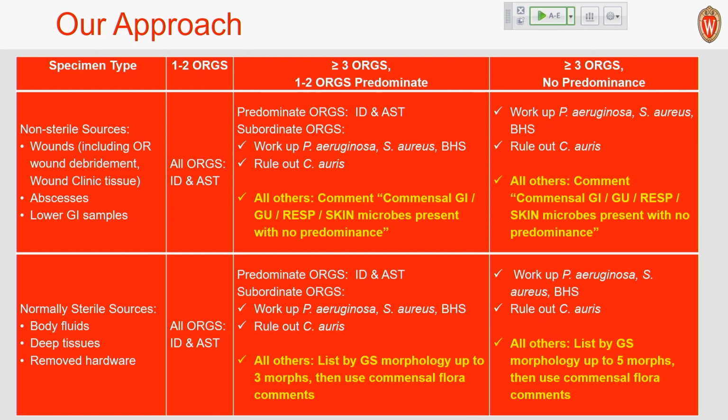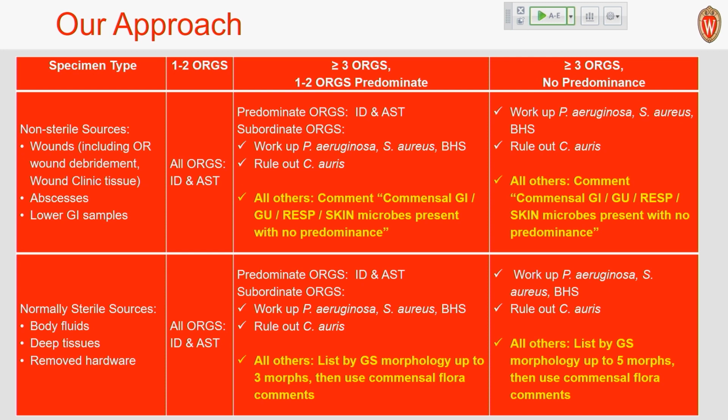And it goes: 1 to 2 organisms, greater than or equal to 3 with 1 to 2 predominant, or greater than or equal to 3 with no predominance. If you look at this, the stuff in white is the same. We always try to get Pseudomonas, Staph aureus, and beta hemolytic strep. Recently we've started ruling out Candida auris too. We haven't found any, but we do an ID on our yeasts.